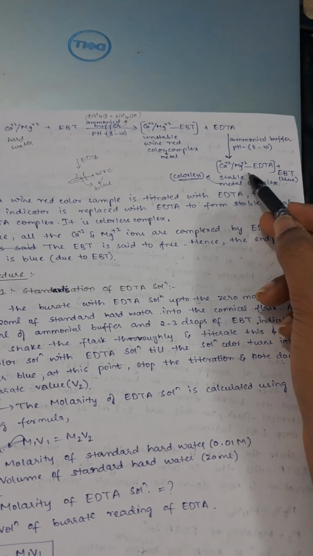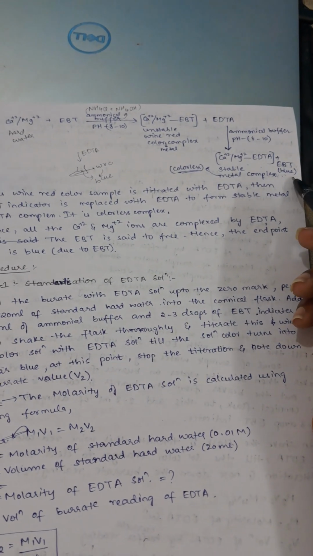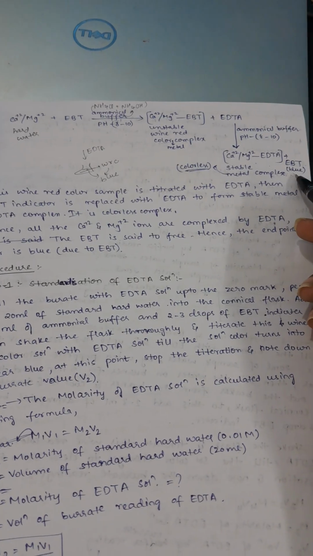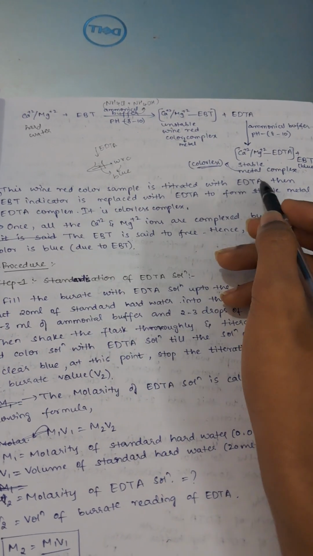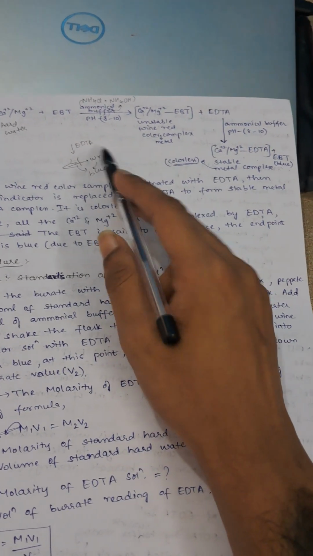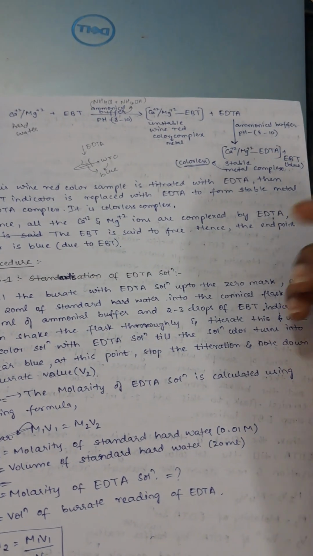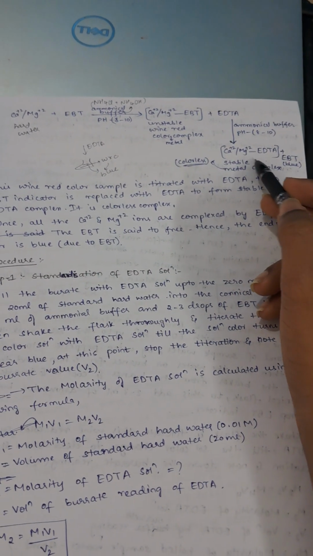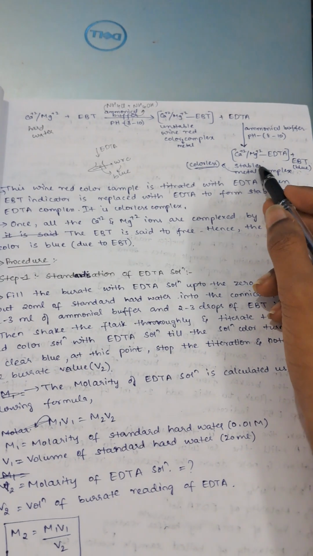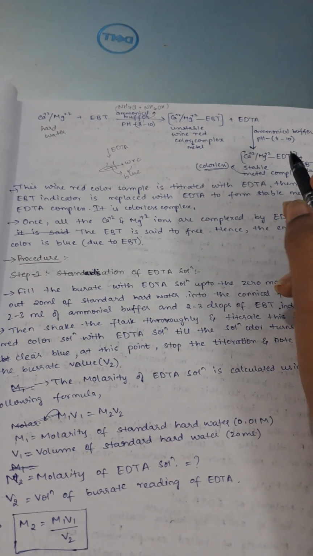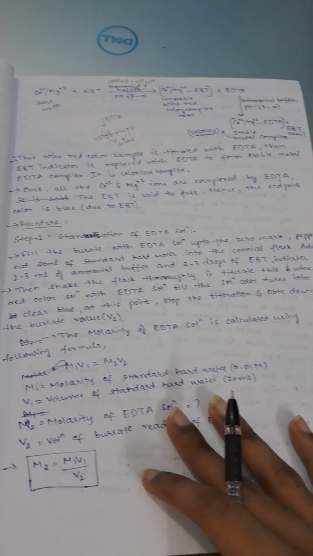Actually the complex is colorless, and the free EBT is blue, so in the solution, the colorless plus blue makes the solution blue in color. It means the EBT comes out and EDTA is complexed with calcium and magnesium. This is the stable metal complex. This is the principle. Now the procedure.